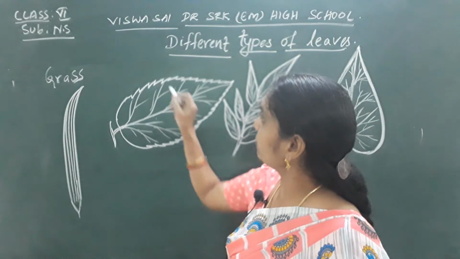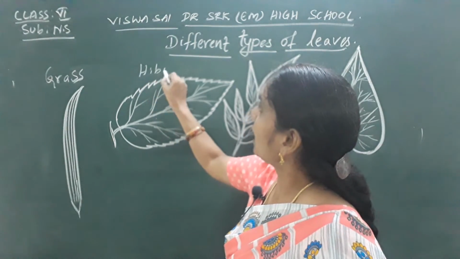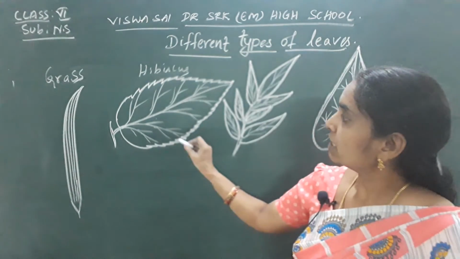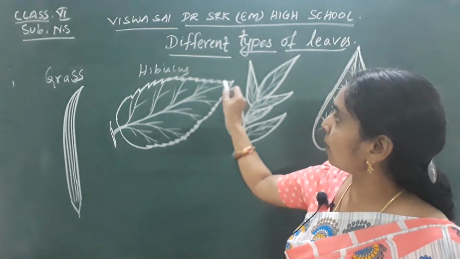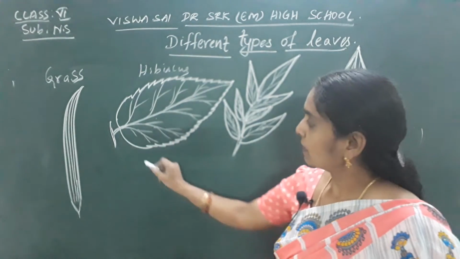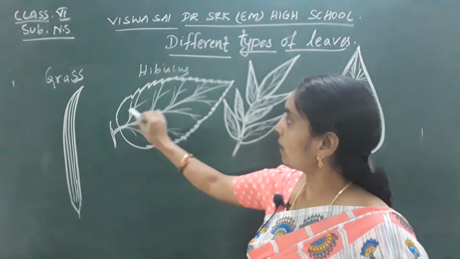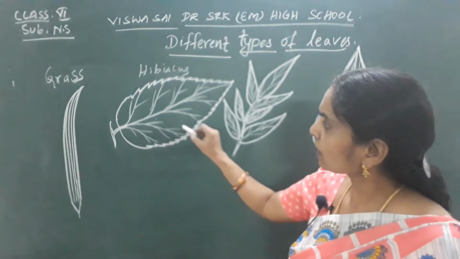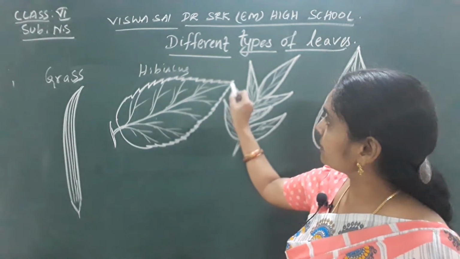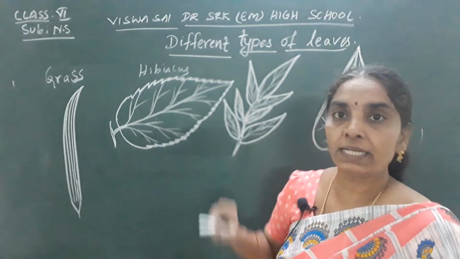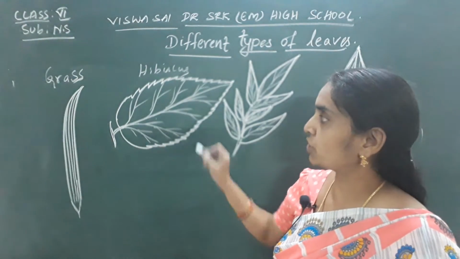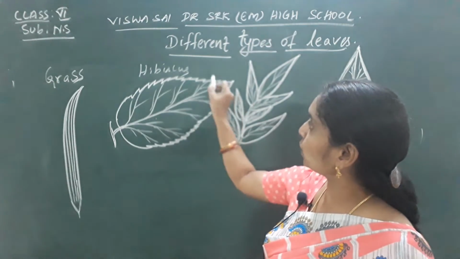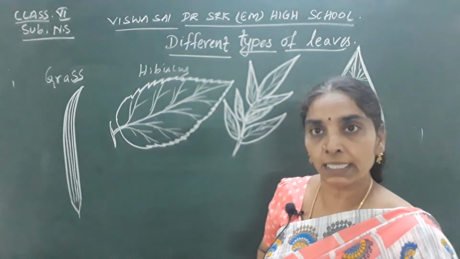So this is the leaf of hibiscus, or it is also called China rose leaf. Okay, so you can find the edges of the leaf are toothed. Is it clear? So it also contains the petiole, lamina, veins, midrib, etc. Here you can find the shape of the leaf is ovate, oval shaped, isn't it? And the next one you can see that edges are toothed and with a pointed tip.